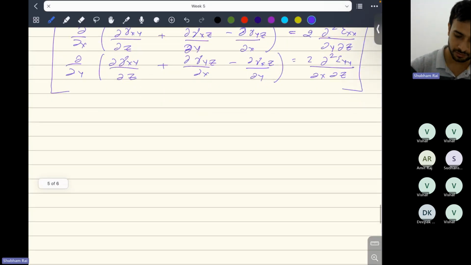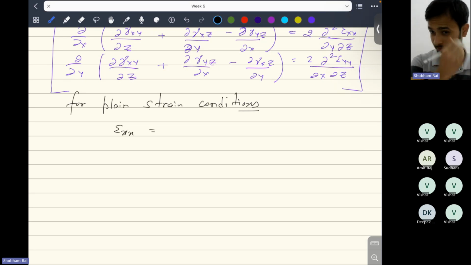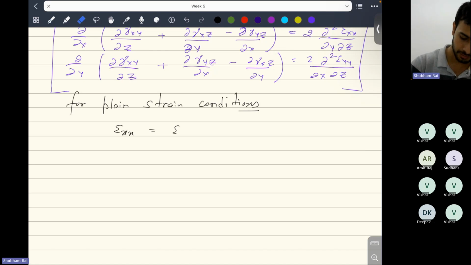So now we have the plane strain conditions also. For plane strain conditions, everything will be a function of x and y. Nothing will be a function of z. So epsilon xx will be a function of only x and y. It will not vary with z.